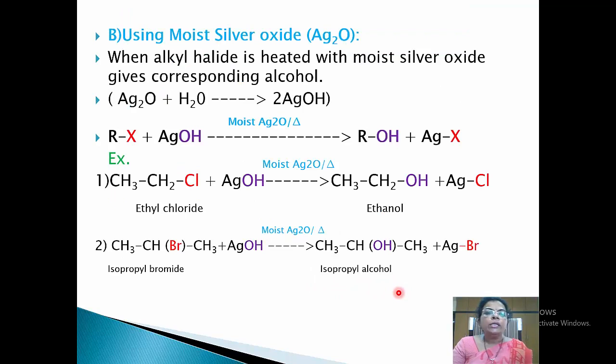Now we are going to see the second method to convert alkyl halide into alcohol, that is by using moist silver oxide, that is Ag2O. When alkyl halide is heated with moist silver oxide, it gives the corresponding alcohol. Now here, when silver oxide becomes moist, or when it is dissolved in water, it is converted into silver hydroxide. Now this silver hydroxide reacts with alkyl halide to give alcohol.